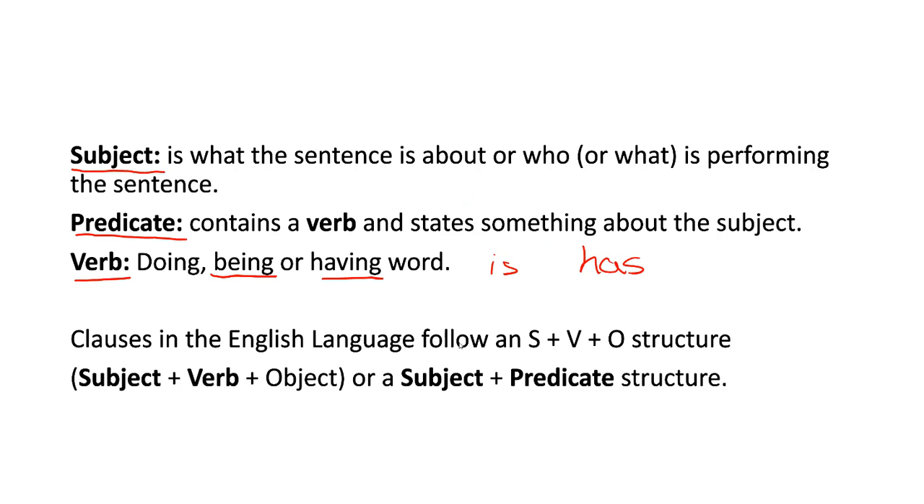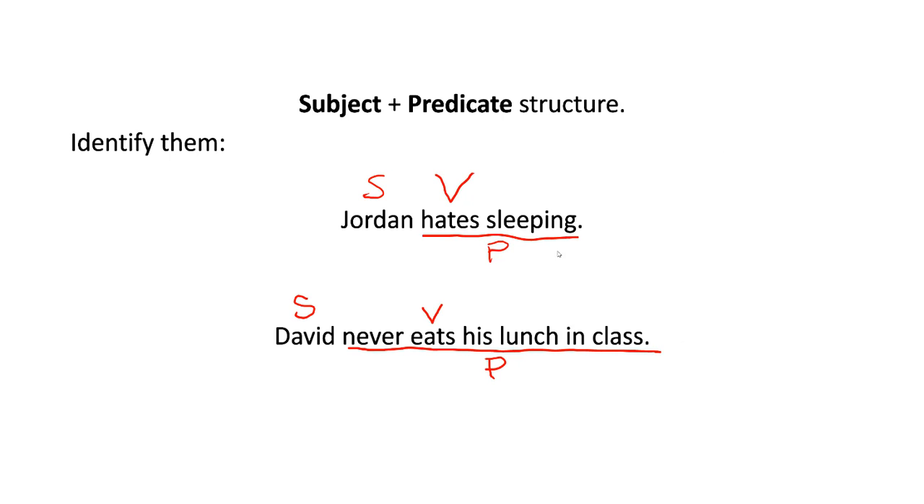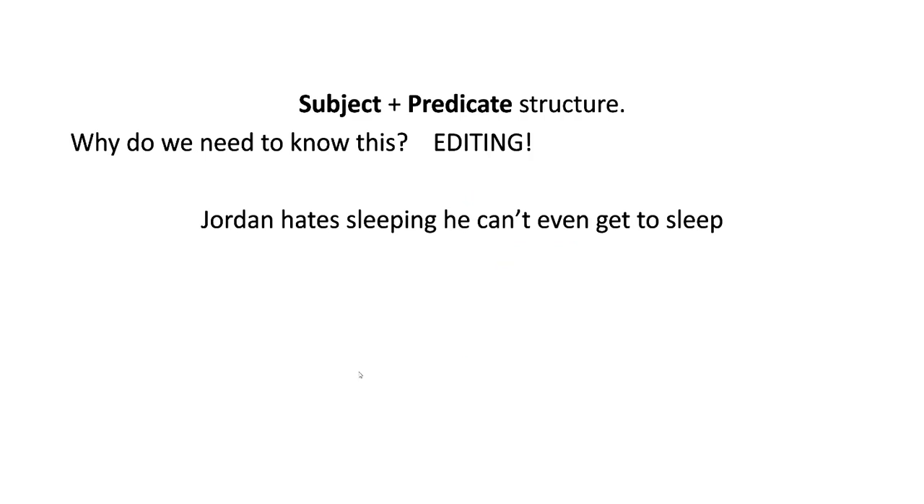If we go back, what is a predicate? It contains a verb, check, and it states something about a subject. What is it stating about David? That he never eats his lunch in class. There's our predicate. Okay. Hopefully with most sentences, especially simple sentences, it's quite easy to identify the subject and the predicate of the sentence.